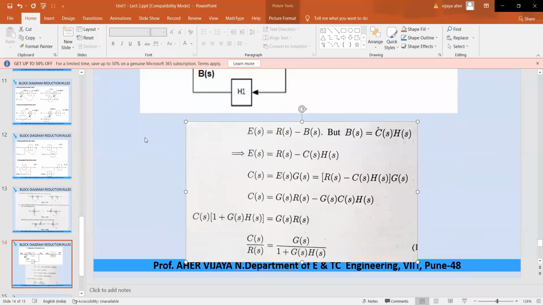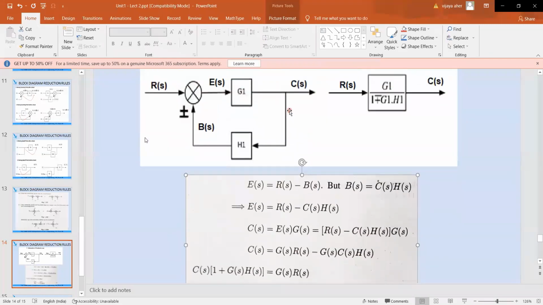Yes ma'am. Now look here, children, this E(s) is nothing but the error signal in the Laplace transform. R(s) is the input, B(s) is the feedback signal. Now coming to the diagram again, R(s) is the input to the summing point. Another input to the summing point is B(s), the feedback signal. This E(s) is the error signal, and C(s) is the output.